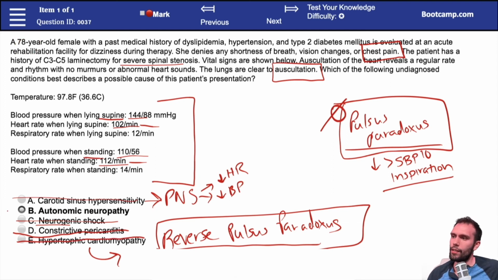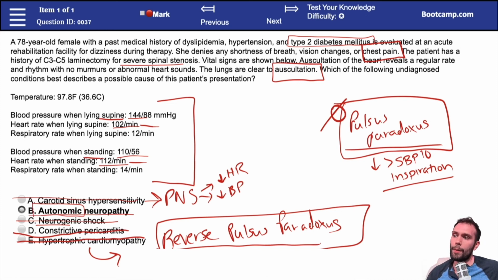The answer here is autonomic neuropathy. So the patient has a history of type 2 diabetes and peripheral neuropathy. Autonomic neuropathies are all very much associated with diabetes in general. And there are other causes of autonomic neuropathies. A big one is Parkinson's disease. But when we're talking about an autonomic neuropathy, look at the name here. We're talking about the autonomic nervous system, the sympathetics and the parasympathetics.